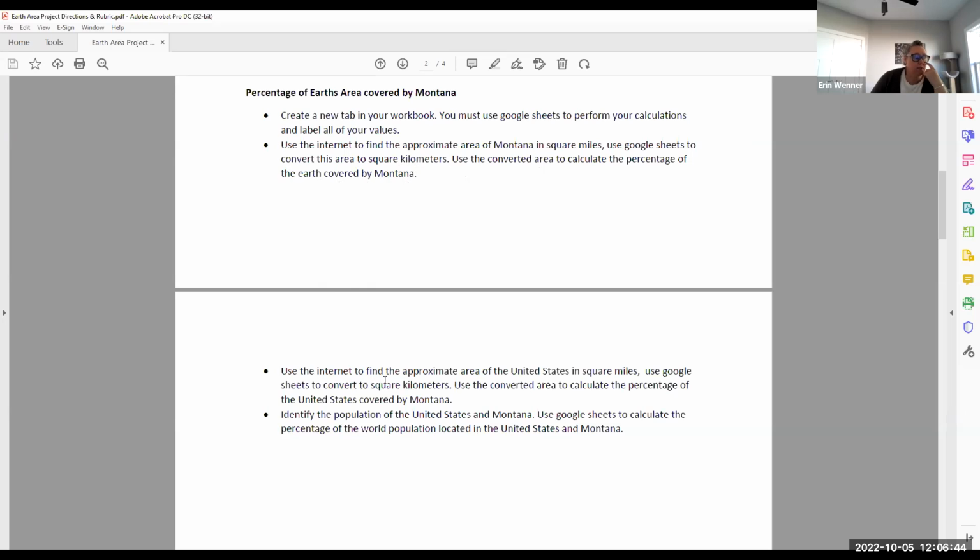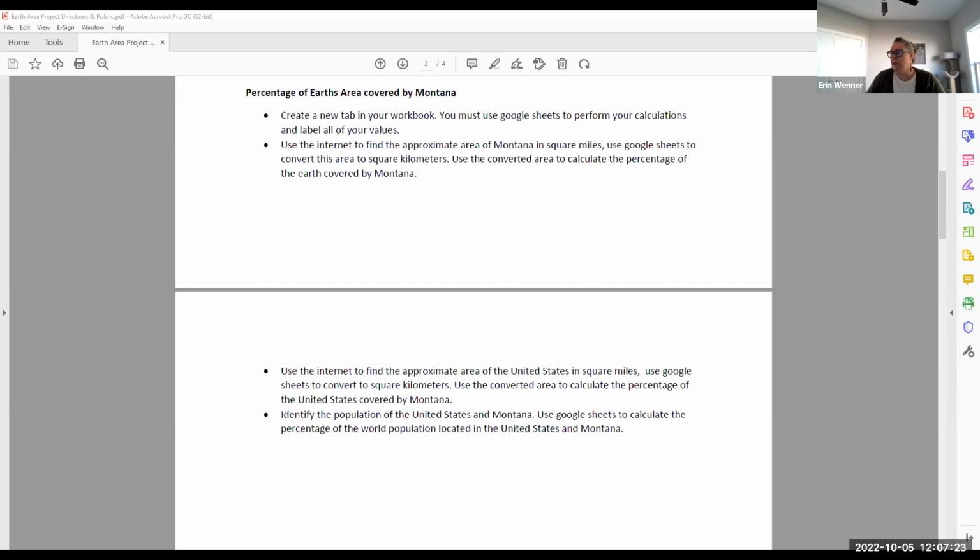Then you're going to use the internet to find the approximate area of the United States in square miles. You're going to use Google Sheets to convert that area to square kilometers, and use the converted area to calculate the percent of the United States covered by Montana. Lastly, you're going to identify the population of the United States and of Montana, and you're going to use Google Sheets to calculate the percentage of the world population located in the United States and the percent of the world population located in Montana. Okay, so those are the parts that you're going to do on your own, that there's not really videos guiding you through.